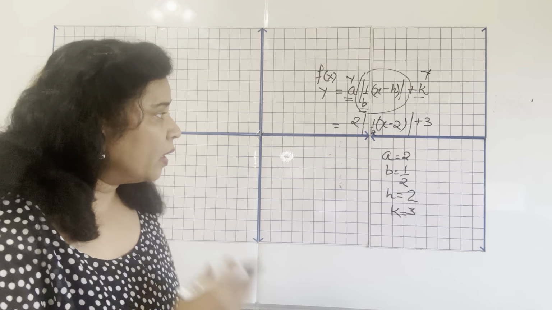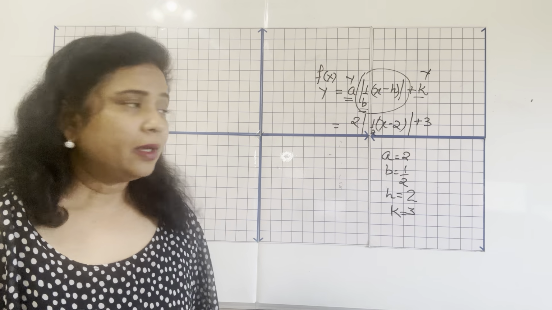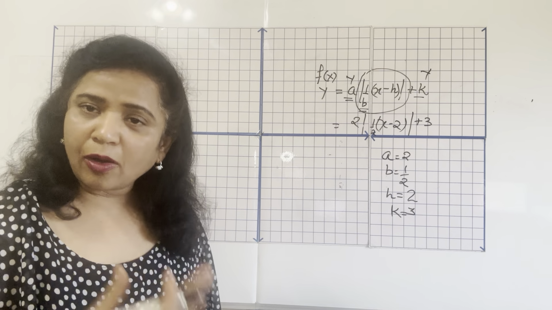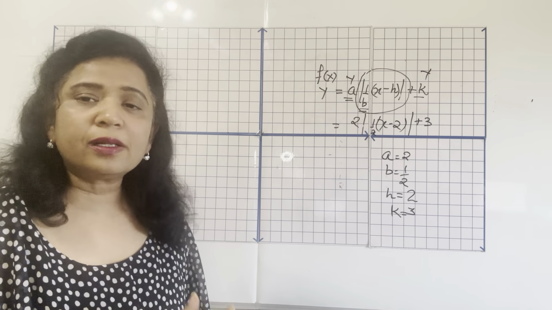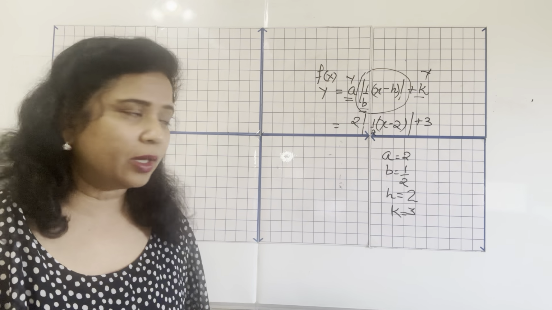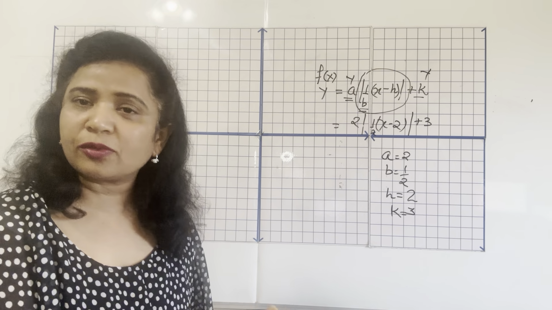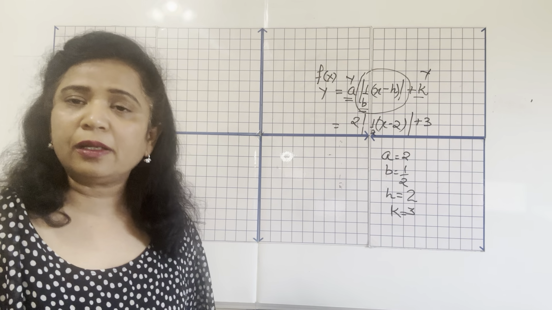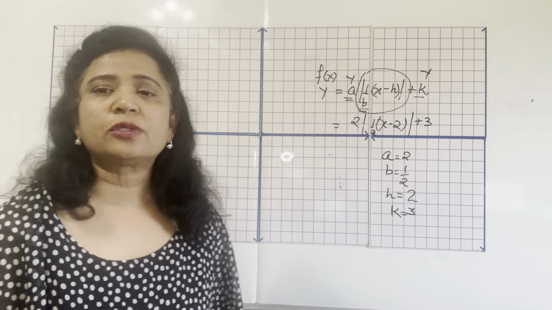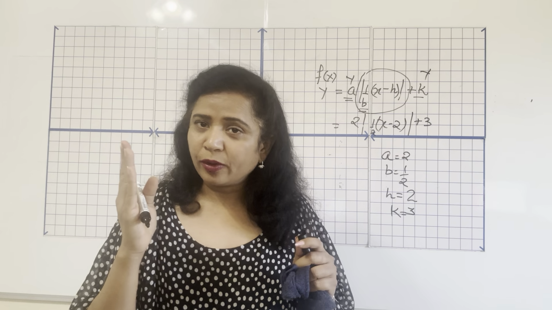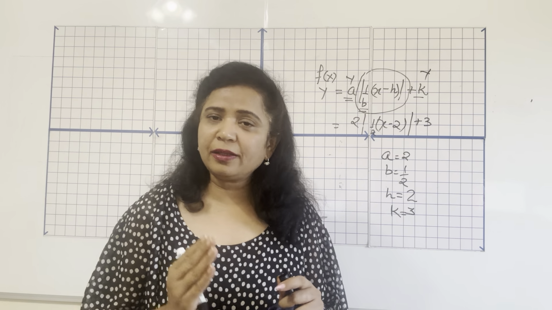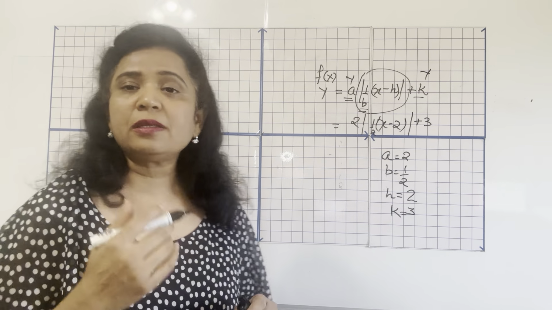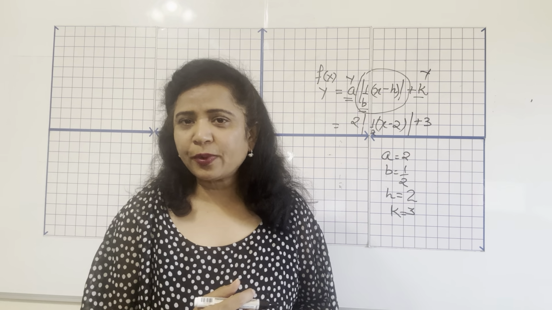That means your horizontal shift is towards your right 2. Your vertical shift is up k, 3. Now a is 2 means it is getting a vertical stretch by 2. So the V will be narrow. If it is greater than 1, it will become more narrow. And b is half. Is it going to be compression?